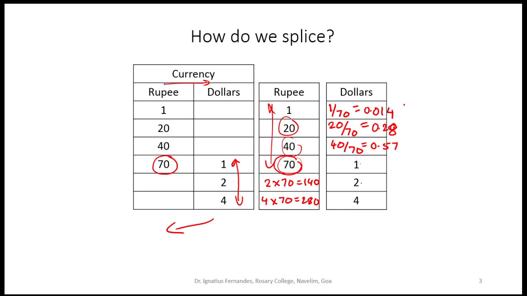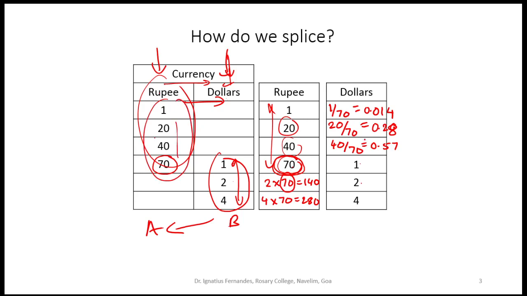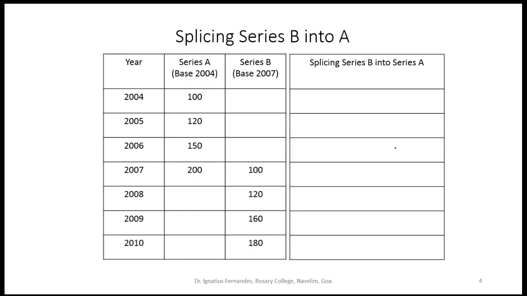$0.014. Okay, this is exactly what we are doing in splicing. So I have two series here, series A and series B. Depending on whether I want to convert A into B or B into A, accordingly what I do is I have to just multiply by this common number, where the overlapping appears. So if I have to convert B into A, I have to just multiply 70 to each of them. And if I have to convert A into B, then I have to just divide each one of them by 70. And that's exactly what we do in this case.